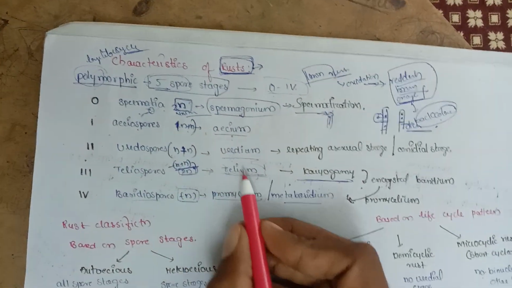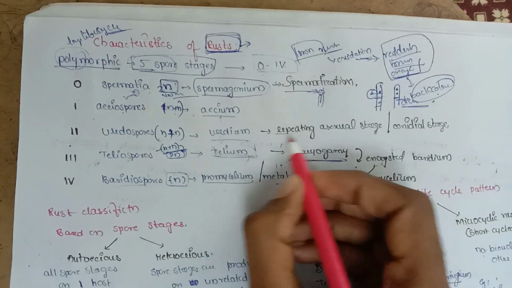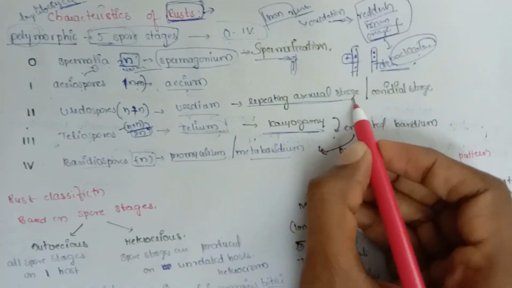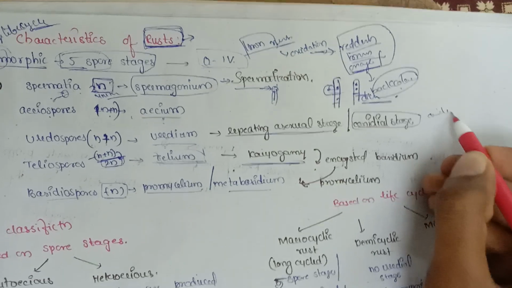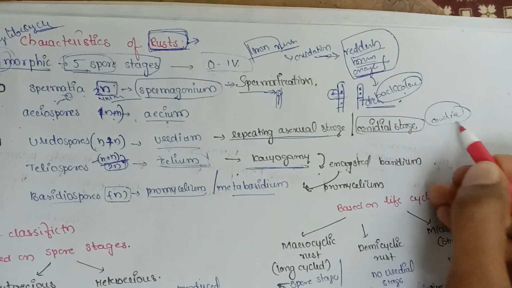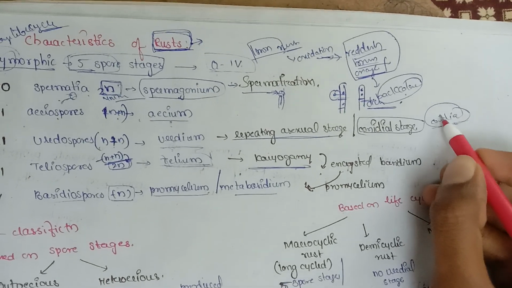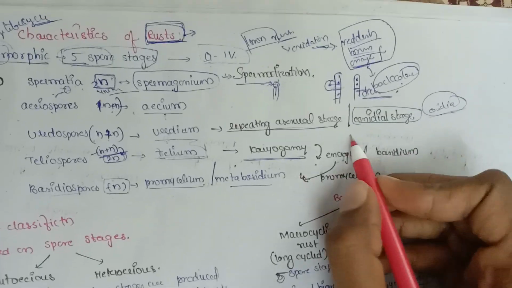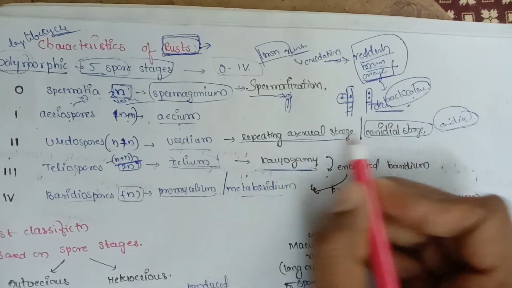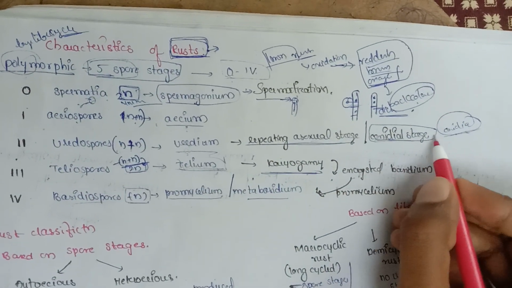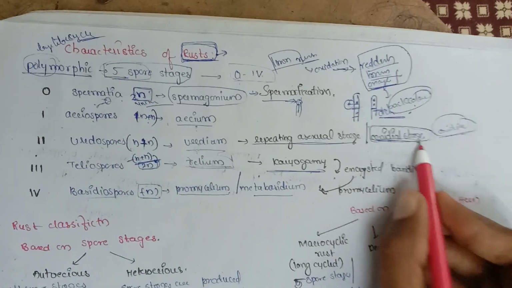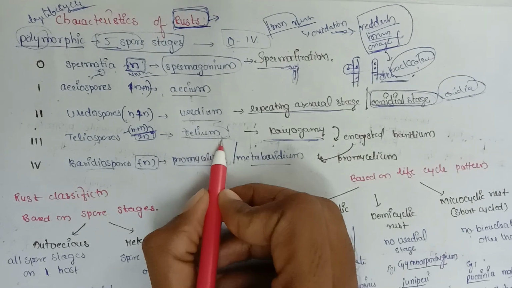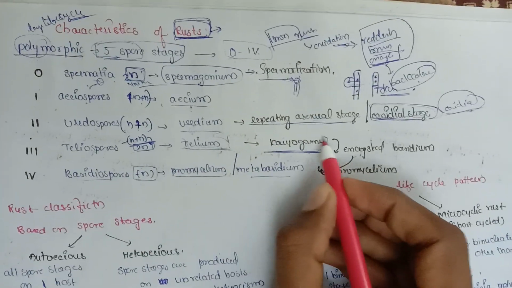And then next, aecium and uredospores. Uredospores are also called the repeating asexual spores, which are similar to the conidia. Conidia will spread and aggravate the disease in the Ascomycota. In a similar way, in Basidiomycota, it is similar like that. So it is called a conidial stage. Uredospores are the conidial stage. And in the telium or teliospores, karyogamy takes place.